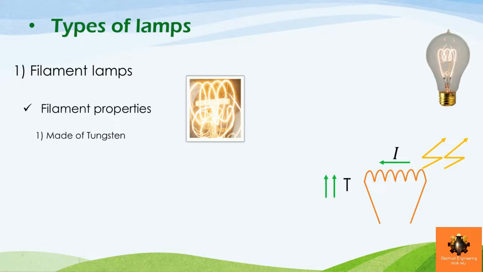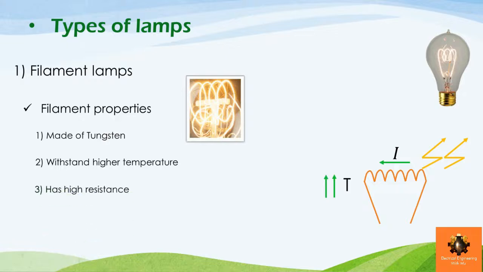And the second property of the filament material depends on the first one. As we said, its temperature increases highly, so it must be made of a material that is able to withstand the larger amount of temperature that is produced. Some other metals melt when their temperature increases highly, so a filament that is made of tungsten can withstand a larger amount of heat without melting.